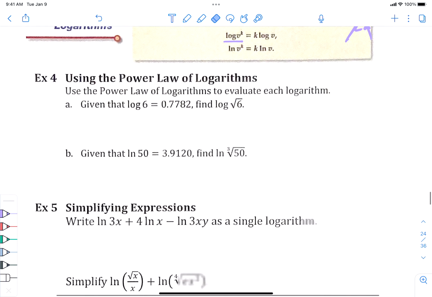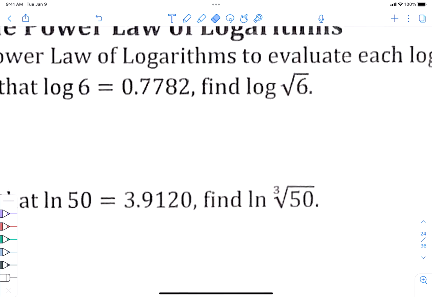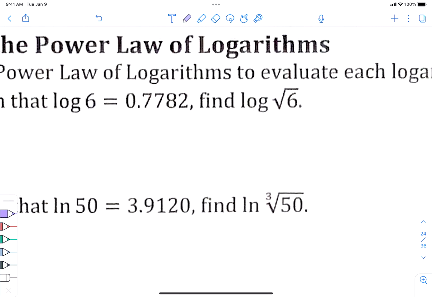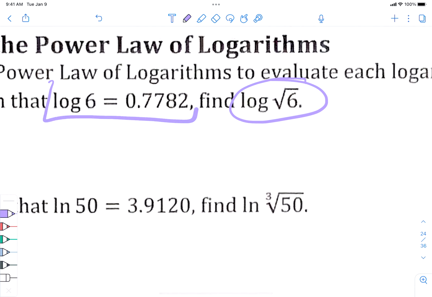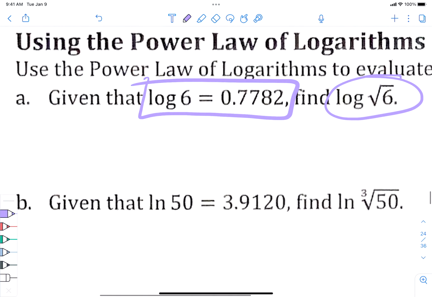All right, so let's go down to this one. Use the power law and find log of the square root of 6. We know what just log of 6 is, but we want to find log of the square root of 6. Now, nope, we can't do that.